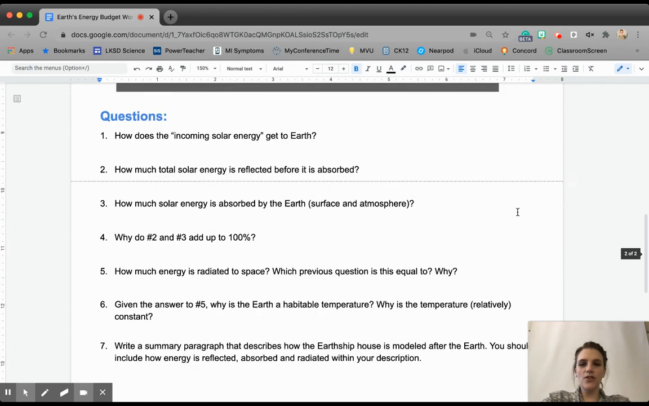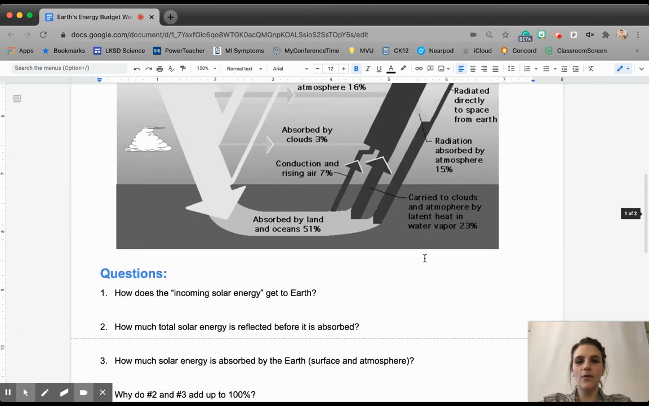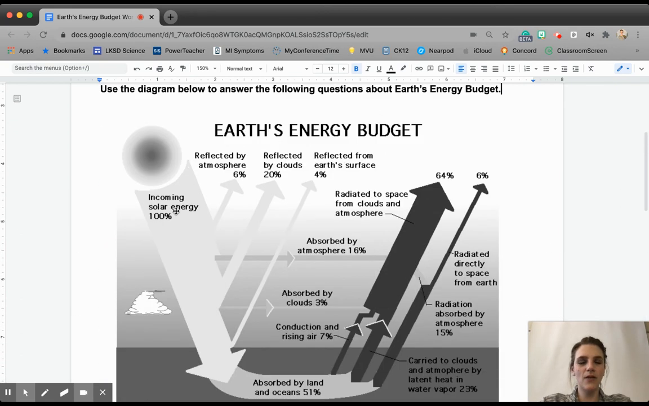The very last question is going to ask you to write a summary paragraph that compares the Earthship house to Earth. Things that you could be focusing on is radiation, meaning what's coming in, where might it be reflected? Where would it be absorbed? If it is absorbed, how can it be dispersed throughout the house? And how does that excess heat get radiated away from the house if it is too hot?